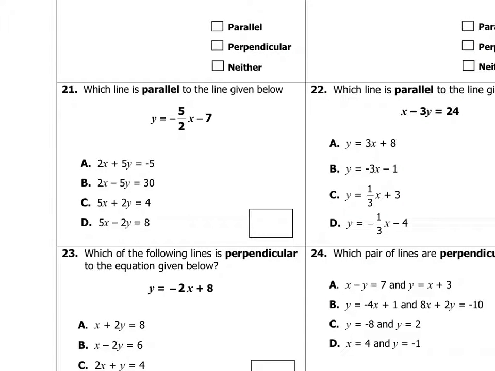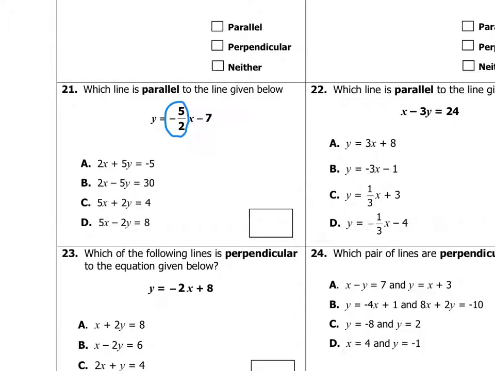Okay, moving on to number 21. Which line is parallel to the given line below? So here's this line, y equals negative 5 over 2x minus 7. Here's the slope. Parallel lines have the same slope. So which one of these would have the same slope? Now we're going to have to get y by itself in each one. You need to solve each one of these for y. I'm going to do letter A for you, and then you do B, C, and D, and see who's got the same slope as this guy.